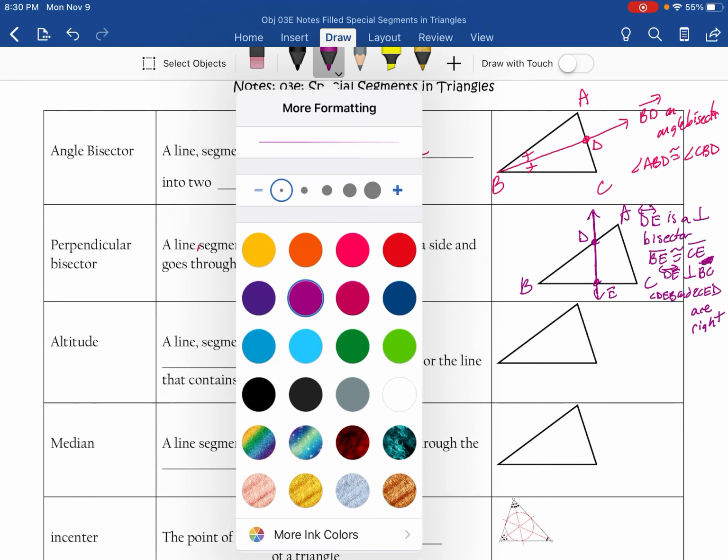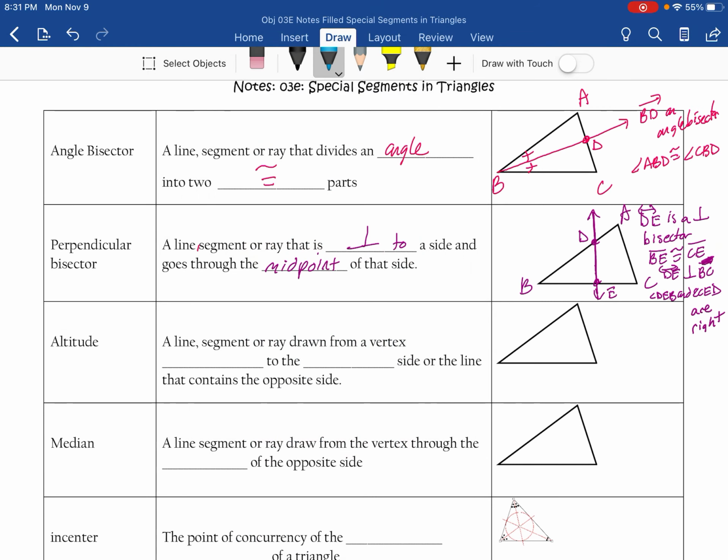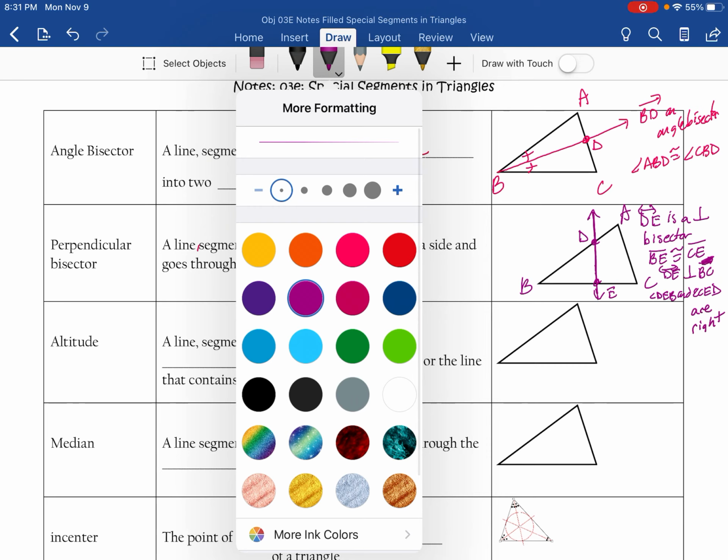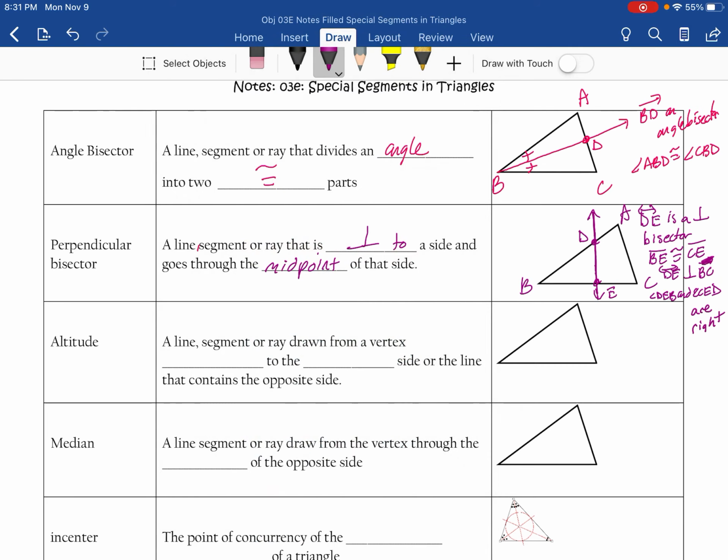And next time I'll put a little bit more space. So the next thing is an altitude. Oh, you know what, before, I just want to mark that in my diagram, that this right here and this right here are right.